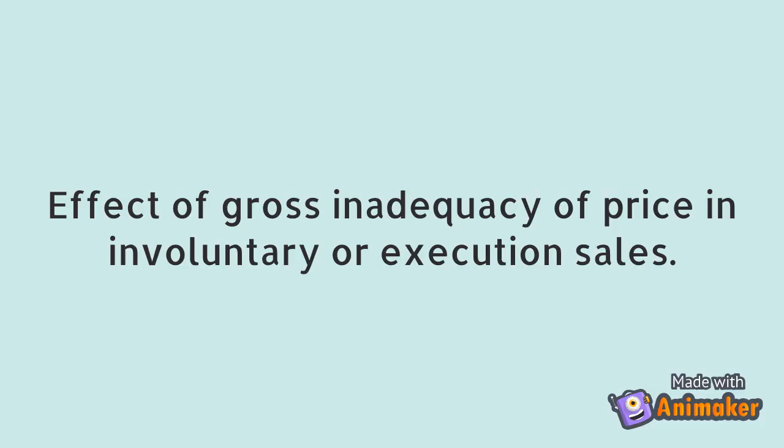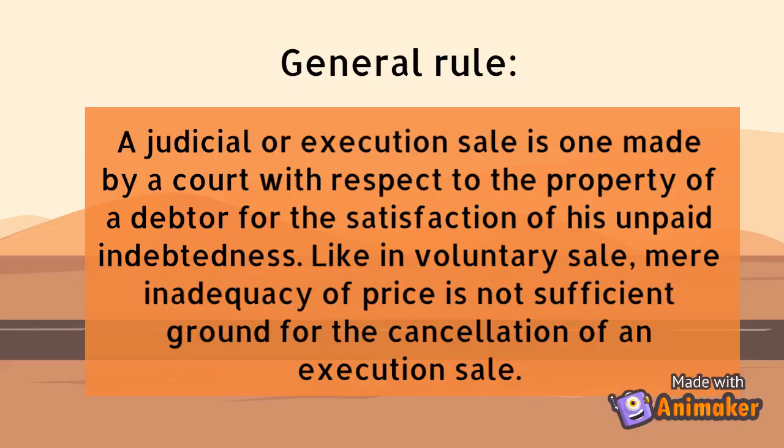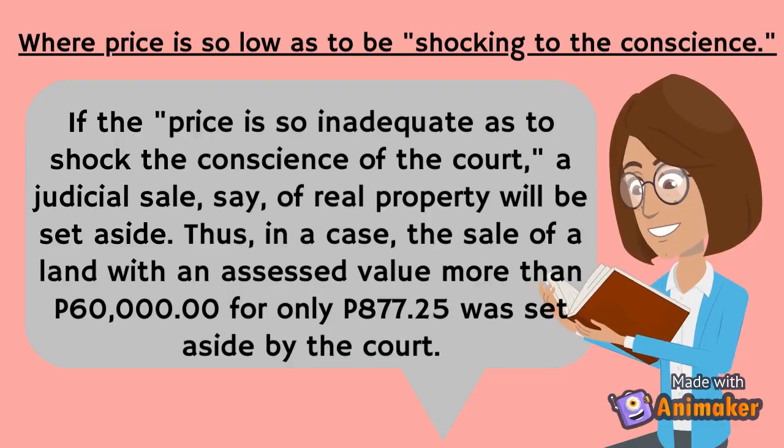As a general rule, a judicial or execution sale is one made by a court with respect to the property of a debtor for the satisfaction of his unpaid indebtedness. Like in a voluntary sale, mere inadequacy of price is not sufficient ground for the cancellation of the execution sale. If the price is so inadequate as to shock the conscience of the court, a judicial sale, say of real property, will be set aside. Thus, in a case, the sale of a land with an assessed value of more than 60,000 pesos for only 877.25 was set aside by the court.